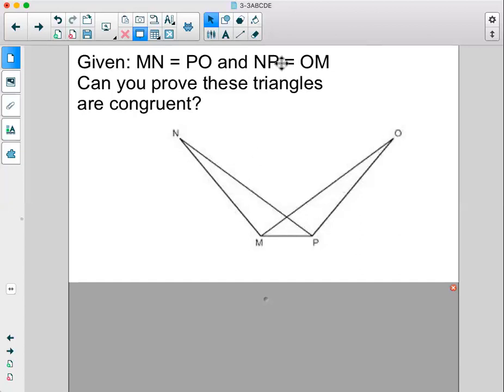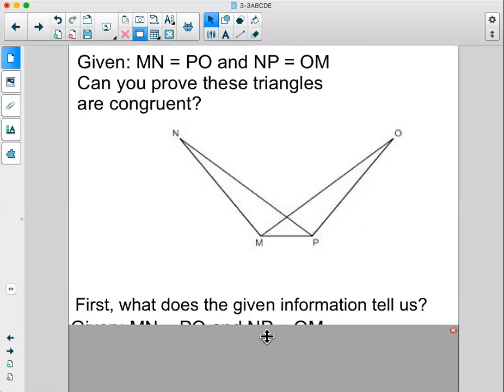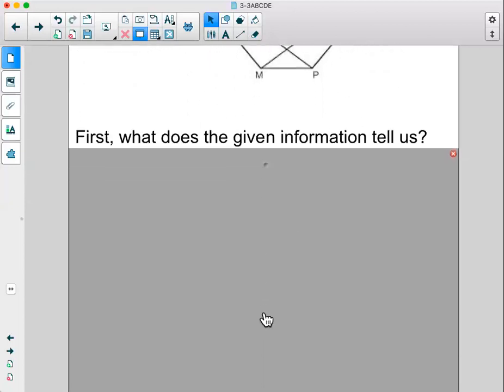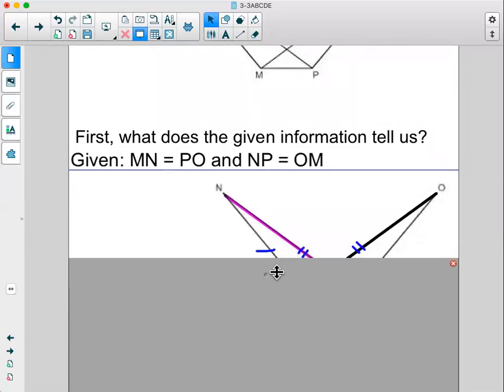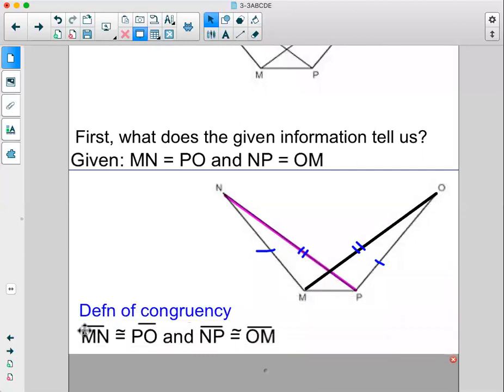Okay, then what are we given? Remember, we can be given words and we can be given marks on the diagram. In this case, there are no marks on the diagram, but we do notice that a side is shared. That's important from the diagram. And then we are given this information up here. So the first question is, what does the given information tell us? Well, we were given that the measurements are equal. And so we can use our definition of congruency to state that if the measurements are equal, then the sides are congruent. That's what the definition of congruency tells us. And so we can put marks. NM is congruent to OP. NP is congruent to OM.